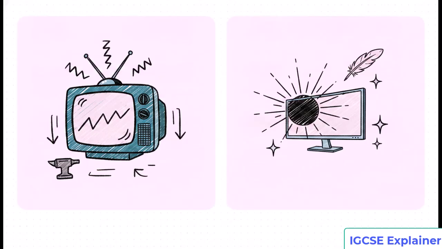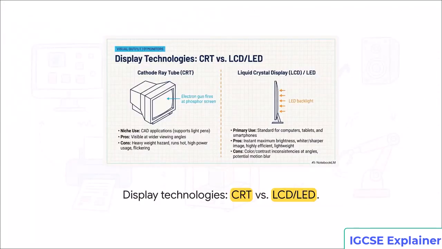Now compare that to modern LCD and LED screens. They use highly efficient backlighting to give you instant maximum brightness, much sharper images, and they are incredibly lightweight with really low power consumption. It's night and day. So why does this matter in the real world? Well, while LCD and LED are obviously the primary standard today for your computer monitors, tablets, and smartphones, CRTs actually aren't entirely extinct. No way. They still have a very specific niche use in certain CAD, that's computer-aided design, applications. And that's because the older technology actually natively supports the use of highly precise light pens.